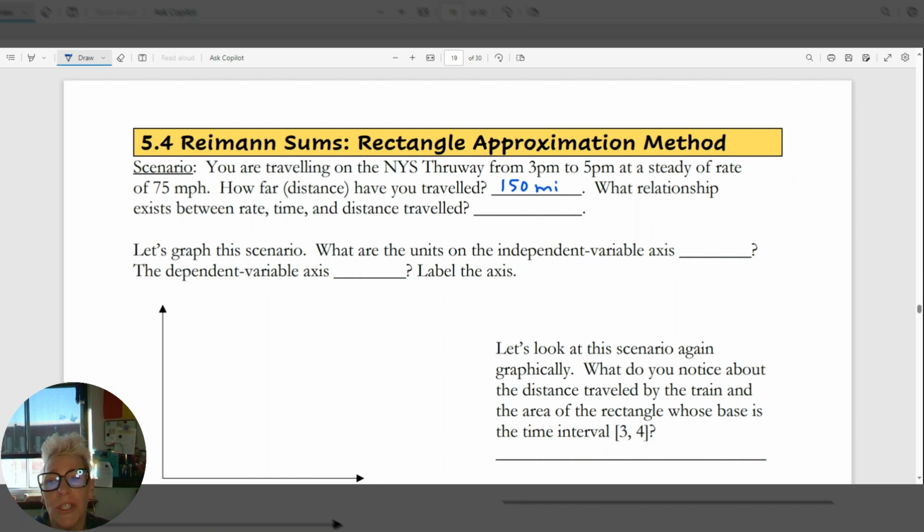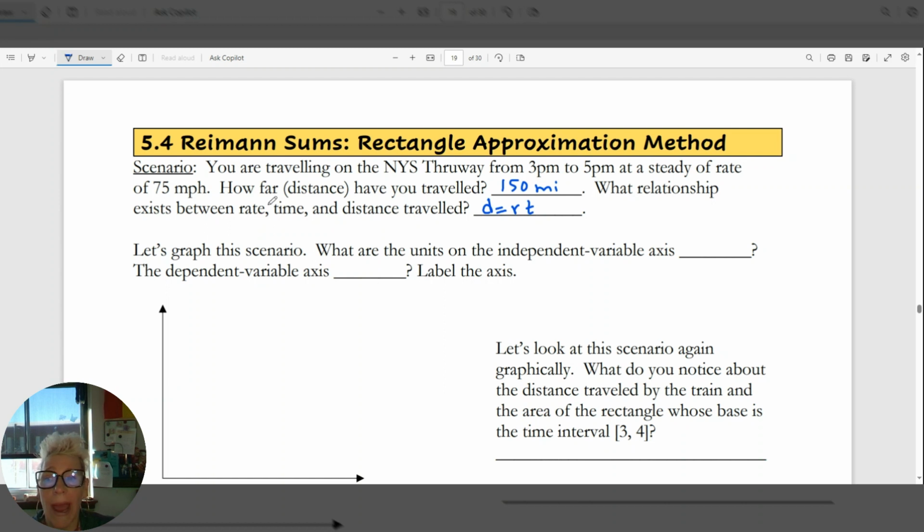So what is the relationship between rate, time, and distance traveled? So we saw this before when we were doing some of our optimization problems, that the distance traveled is our rate times our time. You guys did that intuitively. How far did we go? What's our distance? Well, at 75 miles per hour, that rate, for the 2 hours, you did 75 times 2 and got 150.